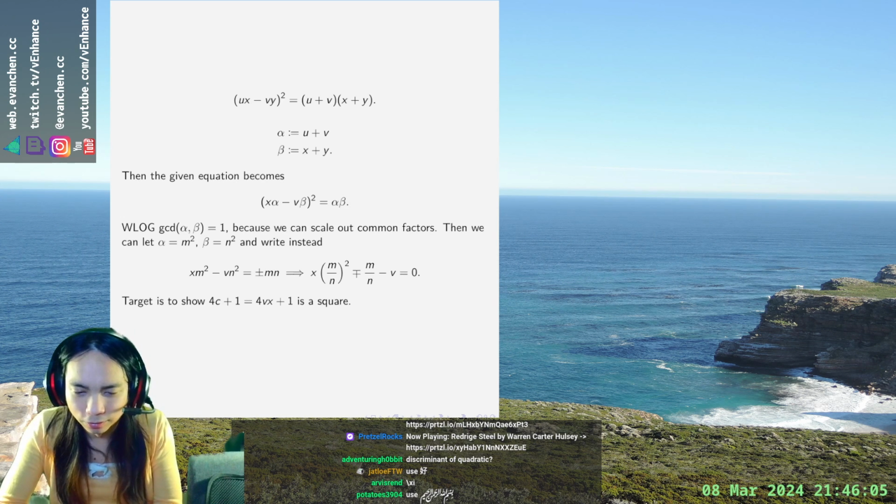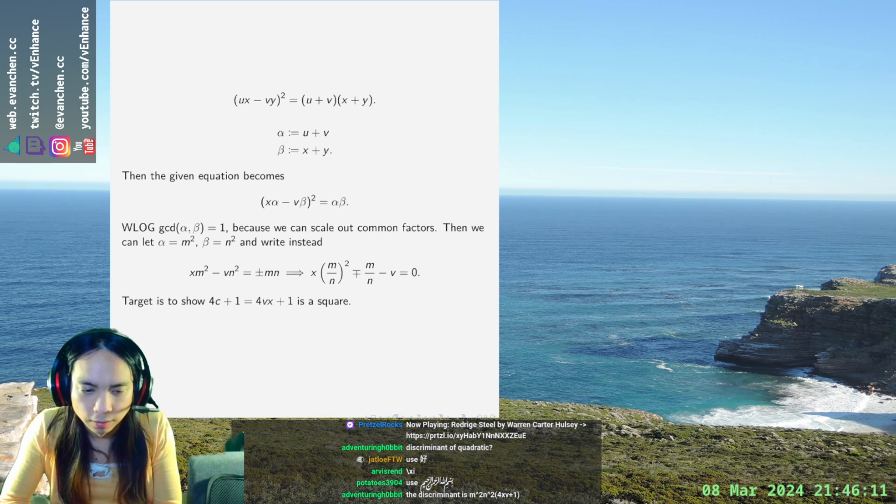It has a rational solution, therefore the discriminant, (m+1) squared minus 4vx equals 1 plus 4vx, is a perfect square as desired.